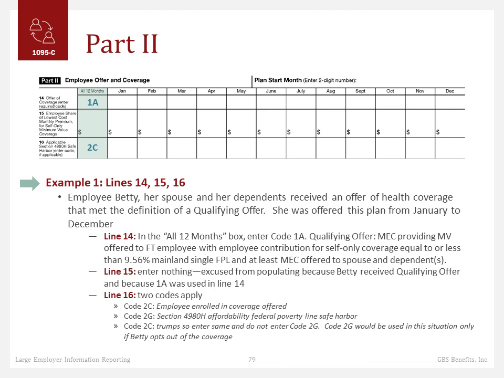On line 15, you're not going to enter anything, because if you use code 1A in line 14, you can leave line 15 blank. And for line 16, 2 codes technically apply. You've got an employee: 2C is the employee enrolled in coverage, and 2G is the federal poverty line safe harbor for affordability. Because she opted in, you're going to use 2C. Now, if she had opted out, you would use 2G. So hopefully that makes sense.